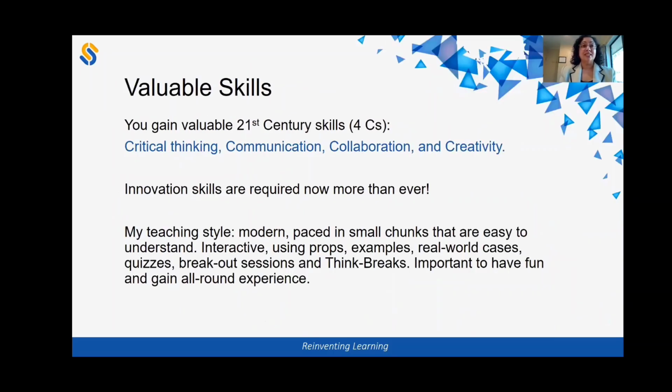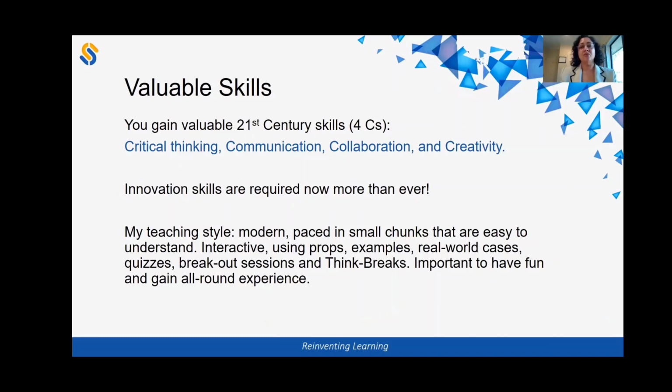What you learn, you'll gain some valuable skills, particularly 21st century skills that have been identified as the 4 Cs, and much, much more. So the 4 Cs are critical thinking. You'll be critiquing concepts. You'll learn that communication is so important during the process, and collaboration. Again, product innovation is a team game, and you'll learn a lot of creativity methods as well. You'll end up with a creative solution.